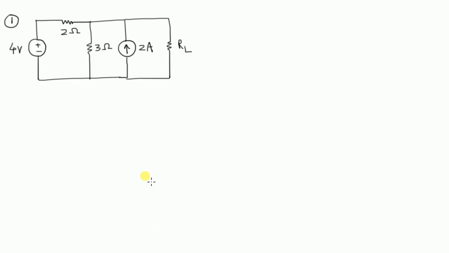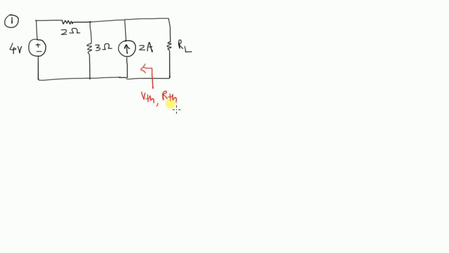So this is the first example. In this circuit we have to find out the value of RL such that power absorbed by the load resistance is maximum and the value of maximum power absorbed by this load resistance. So first of all we will find out the Thevenin voltage and Thevenin resistance across this RL.